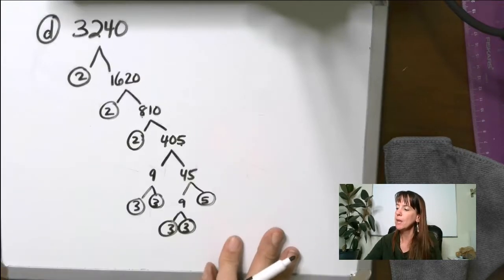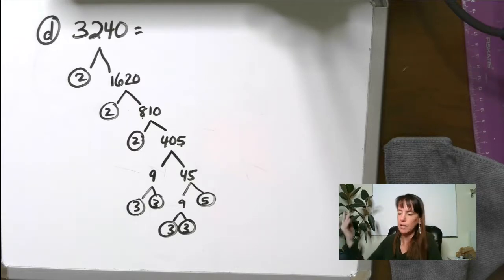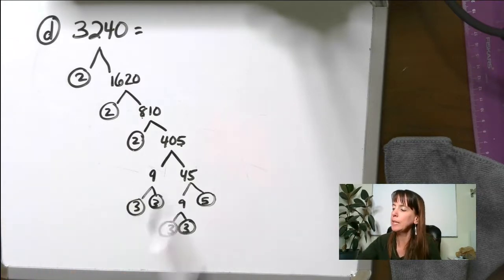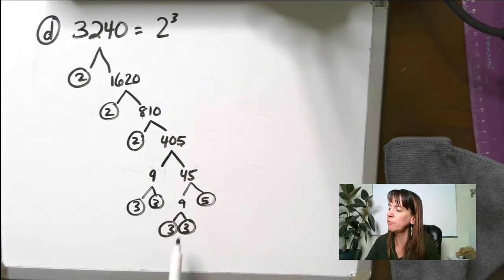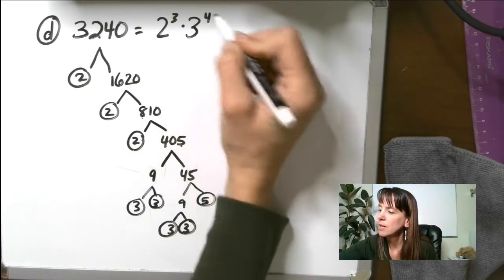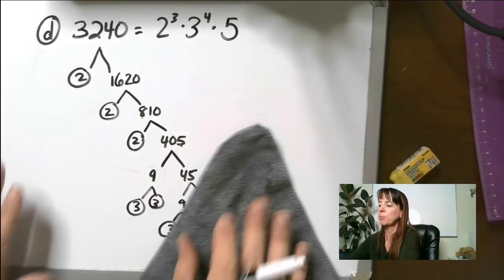Man, this is a big number. So we got to count up all of our 2's. Guys, we always go in order. That's why I started with 2's and then 3's, 5's, whatever. 2, 1, 2, 3. Yep, 2 to the 3rd power. Then 3, 1, 2, 3, 4. Times 5. Okay, so that would be it written as a product of prime numbers.